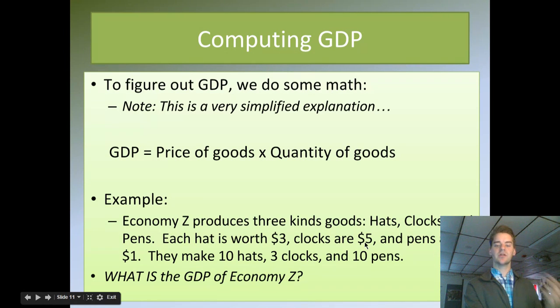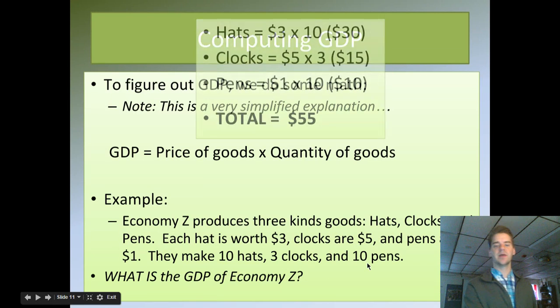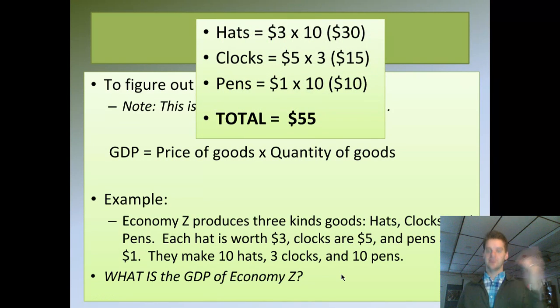You can do the same thing with clocks. $5 times 3 clocks, that's $15 just from clocks, and then $1 for pens, and they sold 10, that's $10 for pens. So when you take the value, that $30, $15, and $10, and you add it up, the total value of all those 3 products was $55. And that would be the GDP of economy Z. That's how you calculate that, okay?